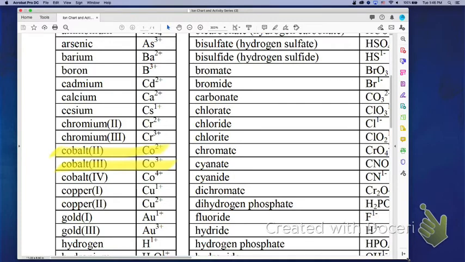Pretty much everything that we've learned about formula writing and naming is going to be the same. There's just going to be a couple of little twists that we have to do to distinguish compounds that have different ions. So that's what we're going to talk about today.